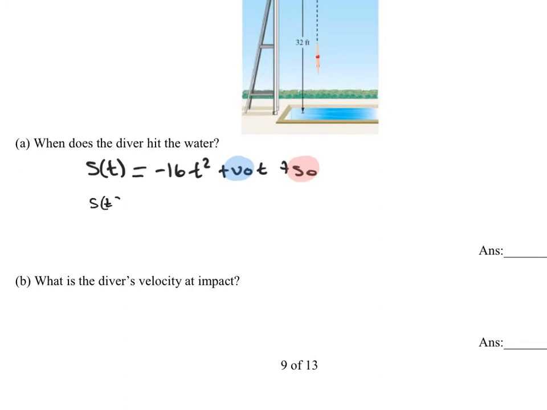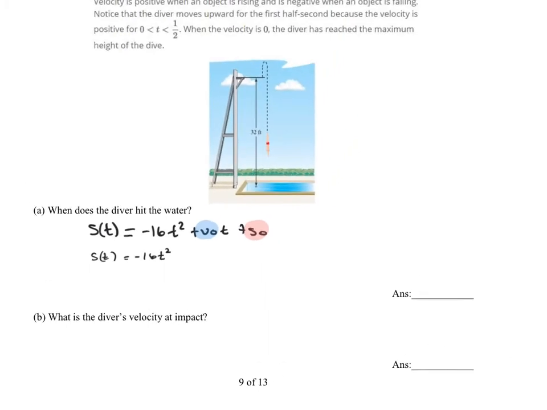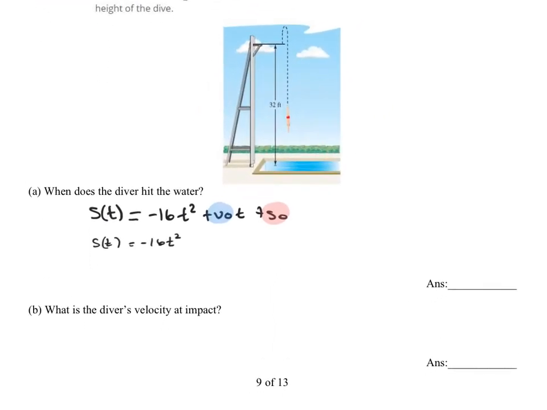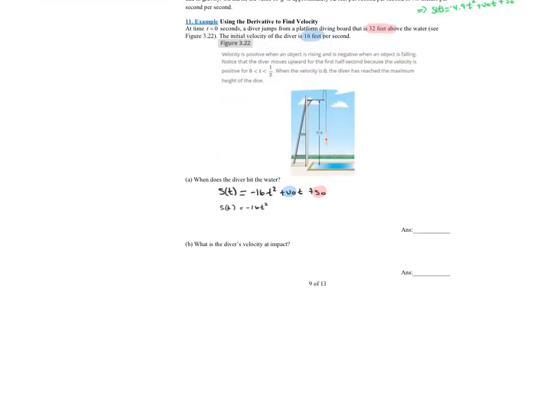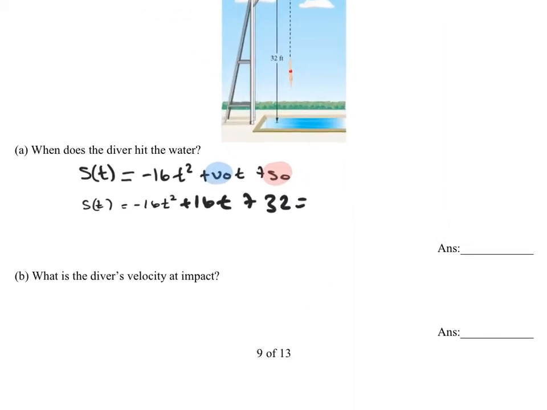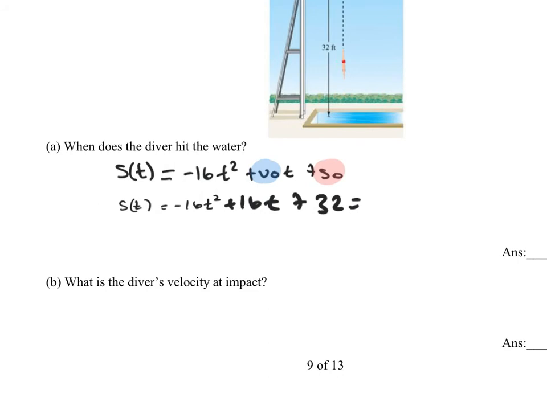S of t would equal negative 16t squared plus our initial velocity being 16, so that would be plus 16t, and then plus that initial position, which would be 32. And then it wants to know when the diver has hit the water. If you think about that, what does it mean when you hit the water? That means your height above the water would be 0.